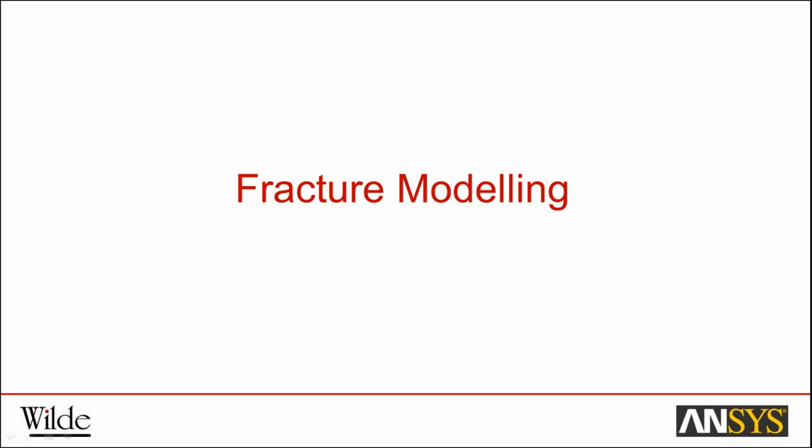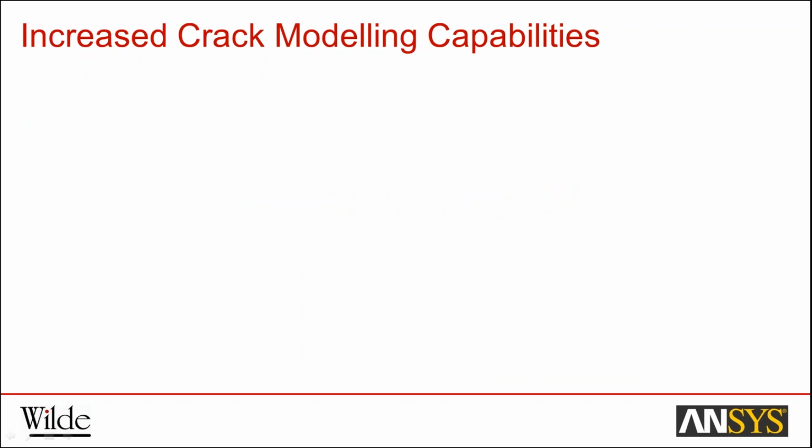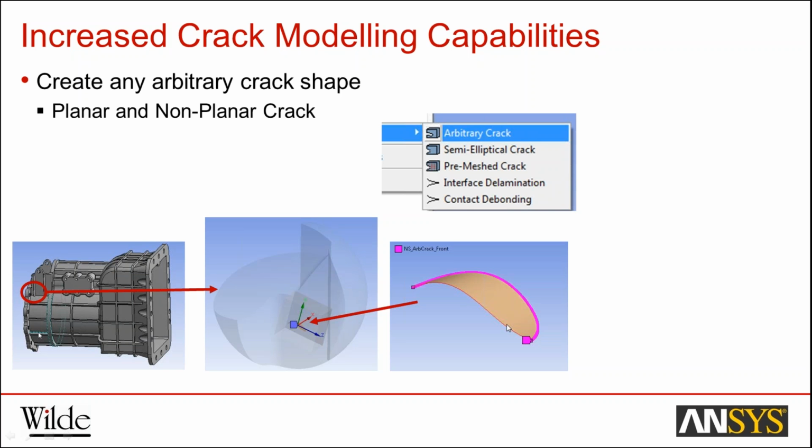Now, fracture modelling, I understand this is probably quite a niche subject, but there have been some important changes here that are worth mentioning. In previous versions we've been quite limited in what shape of crack we can model in mechanical. I believe it was limited to just a halfpenny shaped crack. Whereas in version 17 we can now model any arbitrary shaped crack, either planar or non-planar.